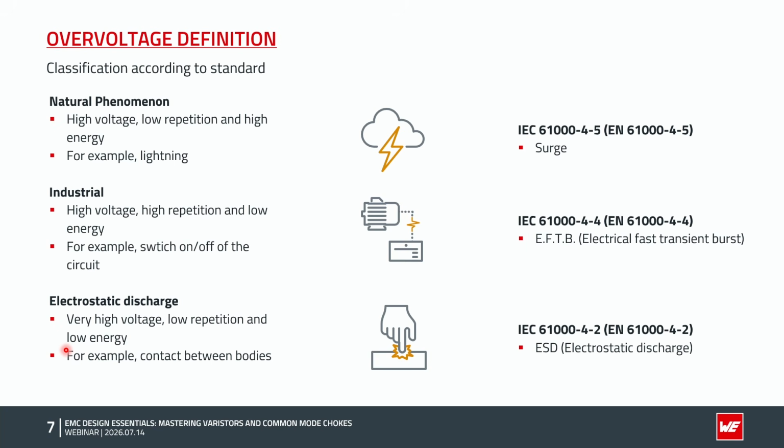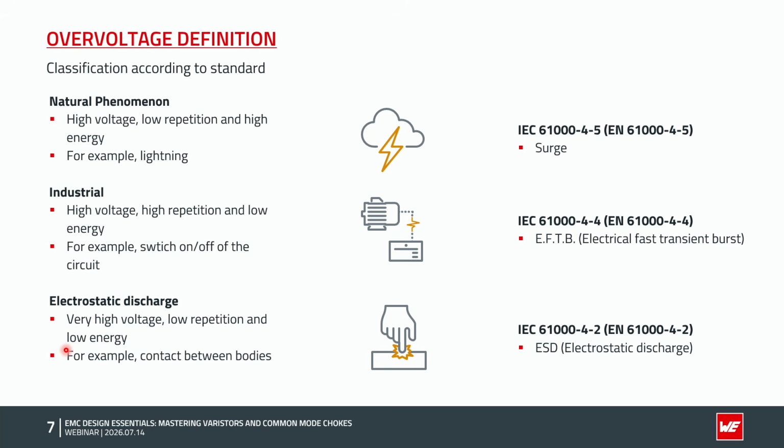Basically, the overvoltage is classified into three types. First, we have the surge, defined in the standard 61000-4-5. This kind of overvoltage comes normally from nature, like lightning, and is characterized by high voltage, high current, low frequency, and produces huge energy by each pulse.